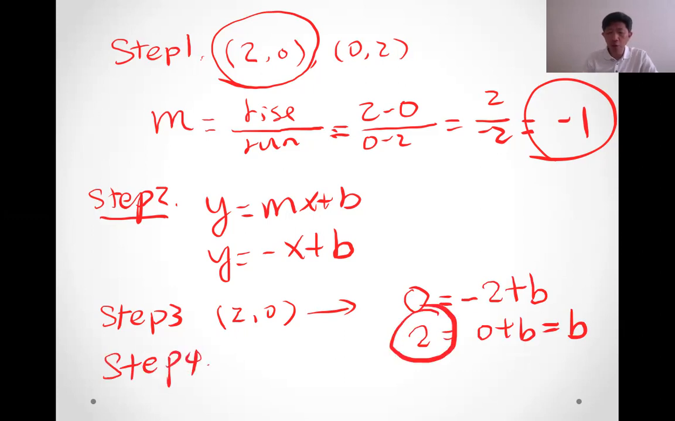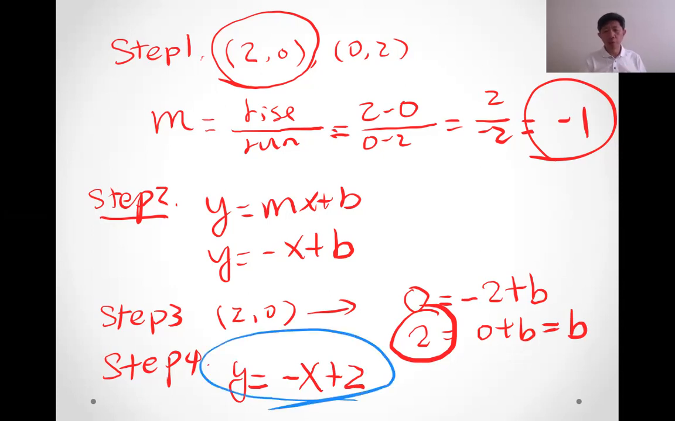Step 4, write the equation. We have the slope and intercept, and then we plug in: y equals, what's the slope? Slope is negative 1, so actually it is negative x. What's b? b is 2. So what's the equation? y equals negative x plus 2. This is our equation. Okay, we have 4 steps to find the line equation.